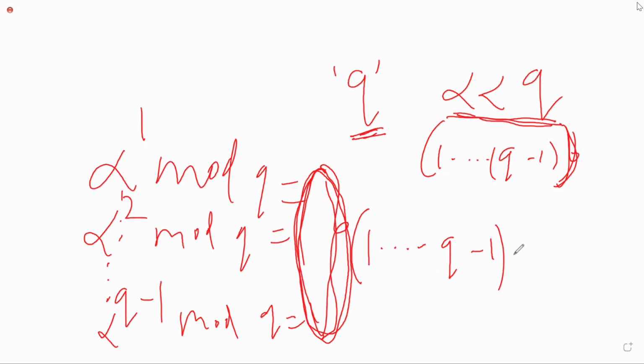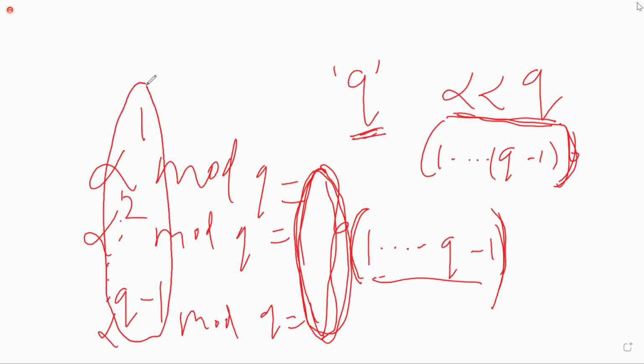Among the set of numbers, if it has all the numbers from 1 to q minus 1, why? Because we are going to apply alpha power 1 to alpha power q minus 1. So among the set of values, if it has all the values from 1 to q minus 1, then this alpha is called a primitive root.